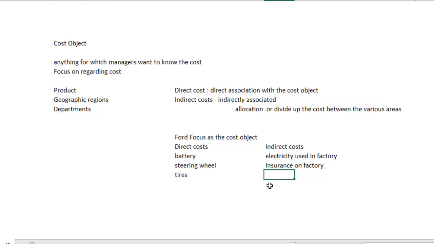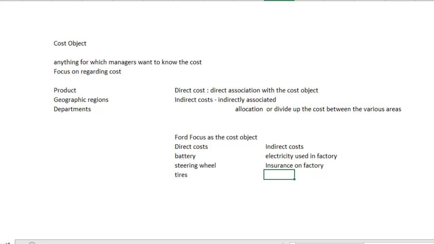So those are indirect costs because they don't have a direct association. It's not like insurance just on the Ford Focus facility. That would be a direct cost. This is insurance for all the cars that are made there, different kinds of cars, and we just need to take part of it and put it towards the Ford Focus. If it was something that directly went into the Ford Focus, that would be a direct cost.